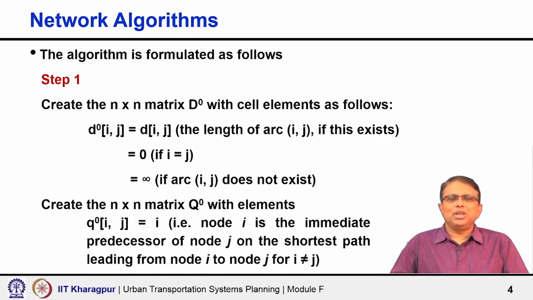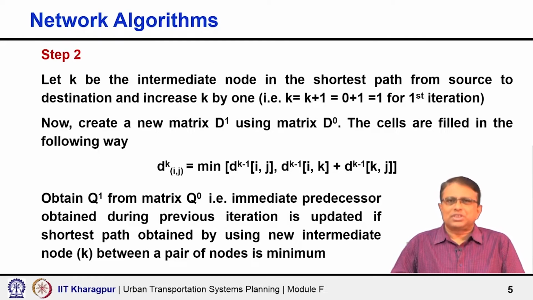So first, for 1 to all other nodes, all predecessors are 1; for 2 to all other nodes, the predecessor value for each destination cell is 2; for 3 to all cells, it is 3, like that. So that is my initial distance matrix and initial predecessor matrix. Now, with this we go to the next step, step 2.